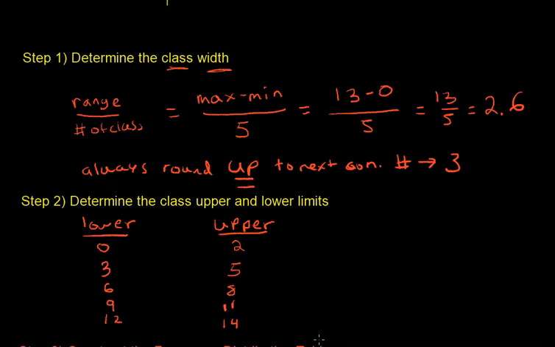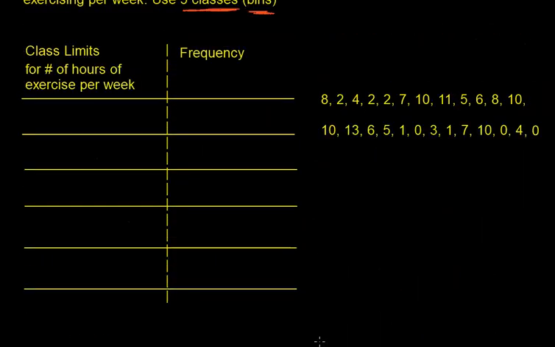So once I have this, I'm ready for the last step, which is to just go ahead and construct your frequency distribution table. So let's go ahead and write in those class limits that we just calculated. 0 to 2, 3 to 5, 6 to 8, 9 to 11, 12 to 14. Right? So now I just need to tabulate how many observations are between 0 and 2. All right, let's go ahead and find those.